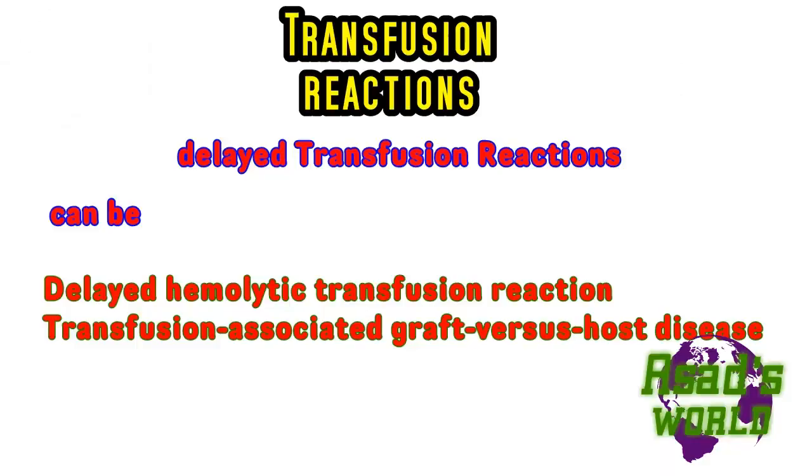Now moving on to the delayed transfusion reaction. It may be a hemolytic transfusion reaction. Even after days or weeks, a hemolytic reaction can occur due to the transfused blood, and it may be due to an increased response to the foreign antigen that the patient was previously exposed to. The other type of delayed transfusion reaction is transfusion associated graft versus host disease, and it occurs when there are lymphocytes from the donor blood and the patient's immune system is unable to clear these foreign lymphocytes.